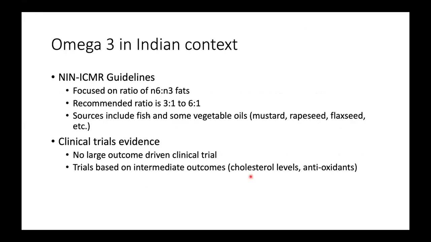In the Indian context, the NIN and ICMR have said that the ratio is important. The recommended ratio of n-6 to n-3 is 3:6:1 omega-6 versus omega-3. Its sources include fish and some vegetable oils. For example, mustard oil contains a fair amount of omega-3 fatty acid. Rapeseed and flaxseed are very good sources of omega-3 fatty acids.